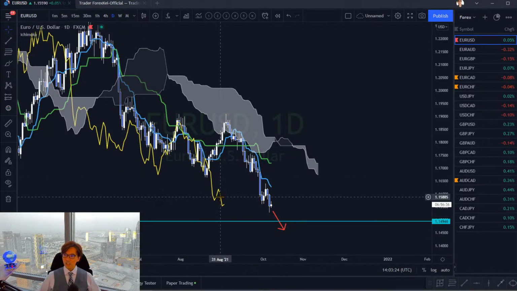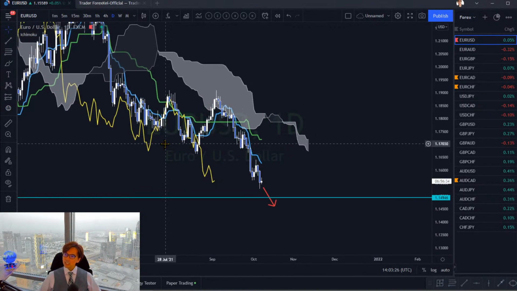So here's TradingView. And let's start from Euro Dollar, because Euro Dollar was going down yesterday and looks like it's retracing backwards now. But let's see what's happening in the lower time frames.